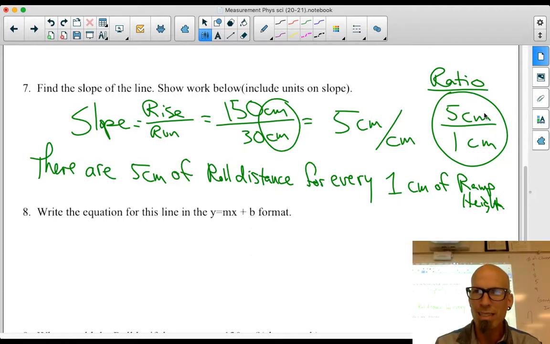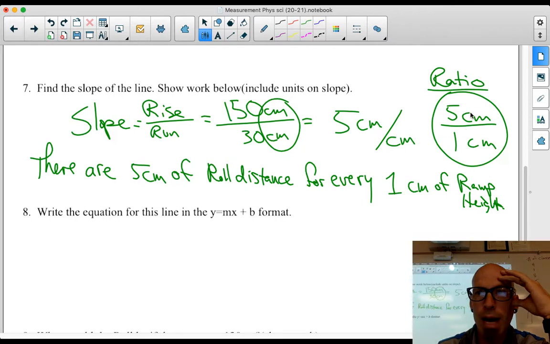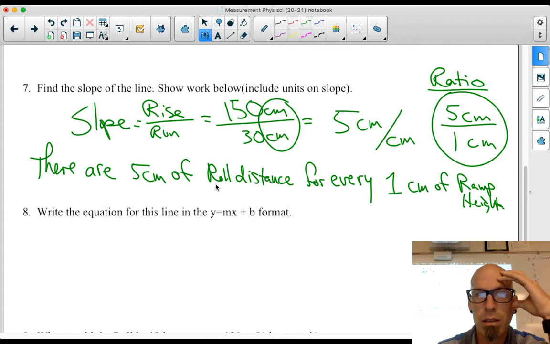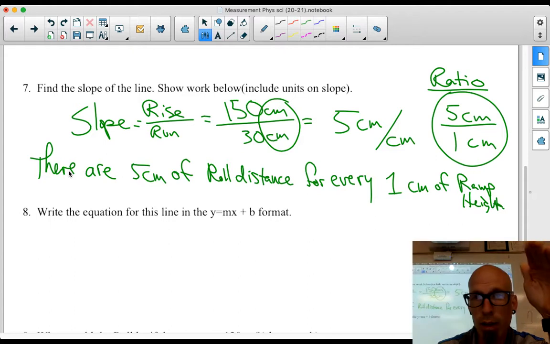So that's why the centimeters and centimeters, you kind of need to put the names of the variables attached to your top and your bottom of your ratio to make it make sense. So I hope that makes sense, because that's what you're going to need to do for the quiz. All right. So that's it for this one.